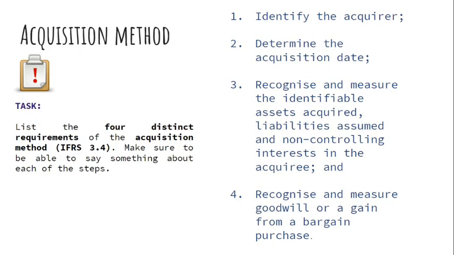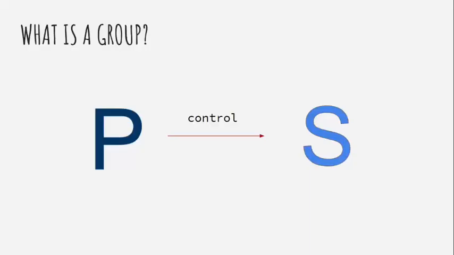You would have noticed that because I'm talking to IFRS 3, I'm using the terms acquirer and acquiree, where in IFRS 10, it uses the terms parent and subsidiary. Please note that these terms can be used interchangeably and mean exactly the same. When a parent company obtains control over a subsidiary company, we have a group.